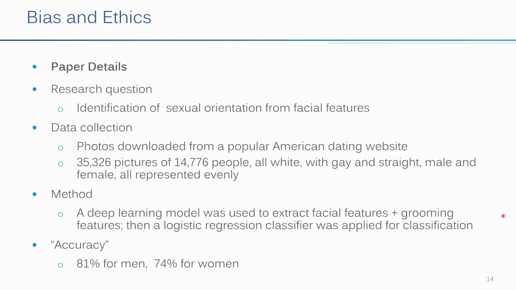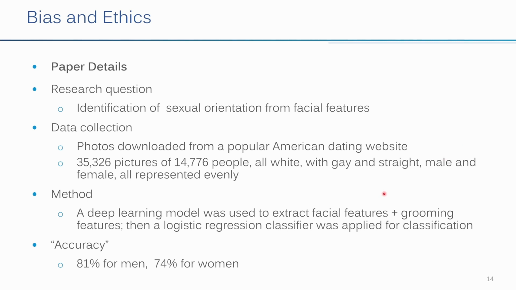And if we put that aside and take a look at the actual technical aspects of this paper, we start finding something quite disturbing. For example, in their data collection, the photos they used in their system were downloaded from a popular American dating website, and it was composed of around 35,000 pictures of almost 15,000 people, all white, with gay and straight, male and female, all represented evenly. So that alone already opens an entire discussion about their data quality, data bias, and so on.